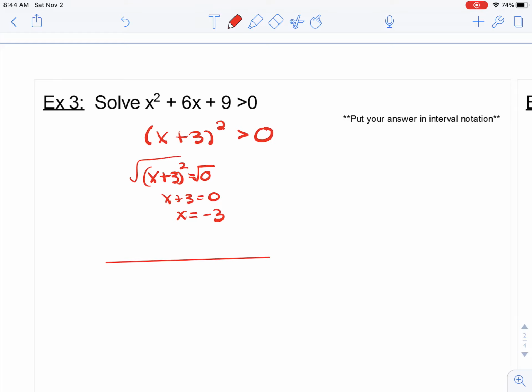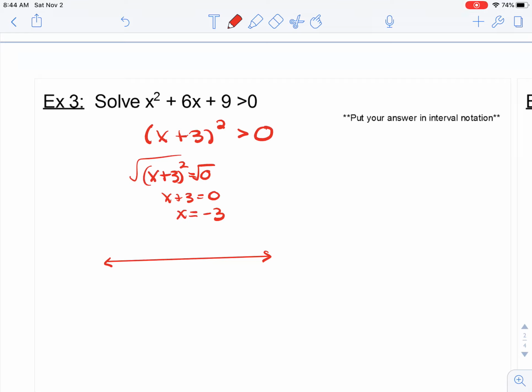So if I make my number line here, and I put -3 on it, we want to test something to the left and to the right of -3. So if I pick something like -4 and to the right of -3, 0, and I plug it in. If I plug in -4 plus 3 squared, that's going to give me a positive value. If I plug in 0, 0 plus 3 squared, that's going to also give me a positive value.